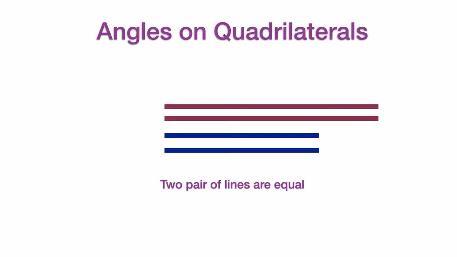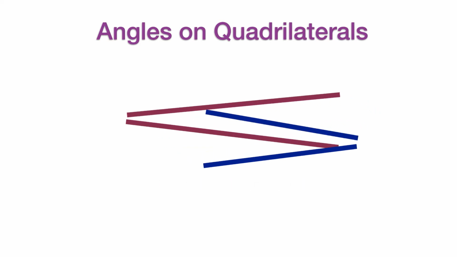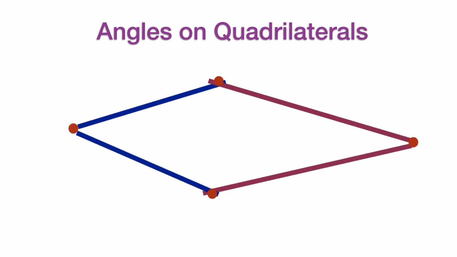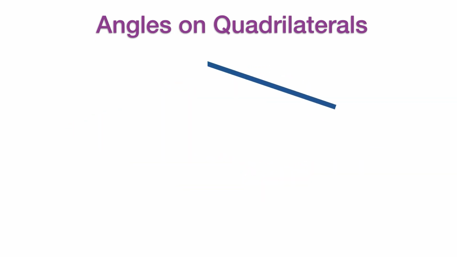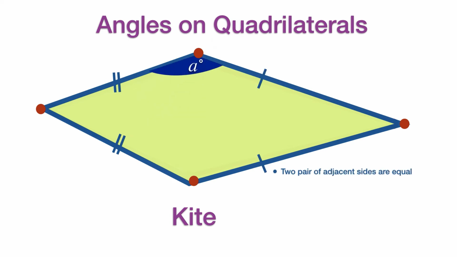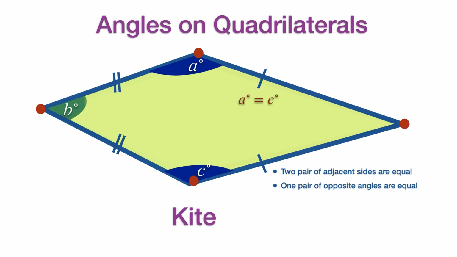If you are given 2 pairs of lines which are not parallel but equal, you may be able to make the shape like this or like this. This is a kite. Kite is another special quadrilateral. They have two pairs of adjacent sides that are equal. Only one pair of the opposite angles, which are created by two unequal sides, are equal.